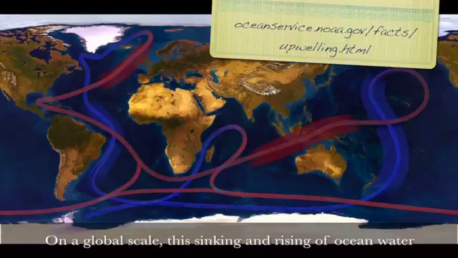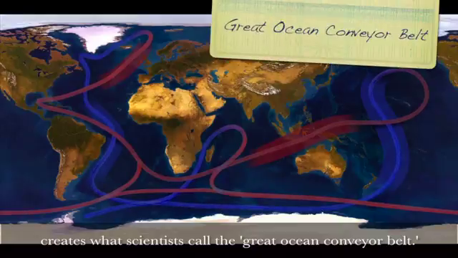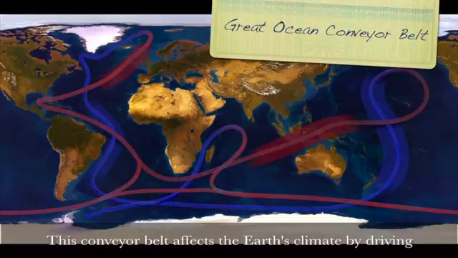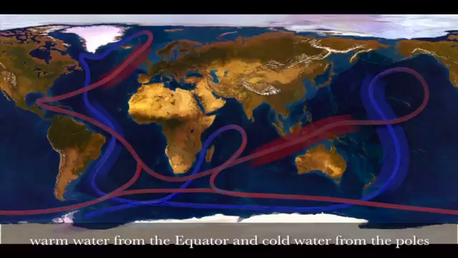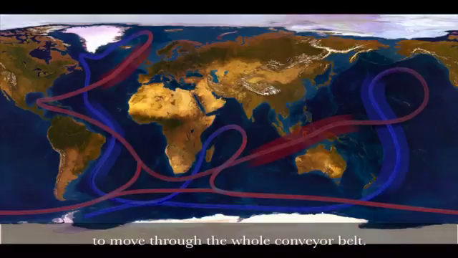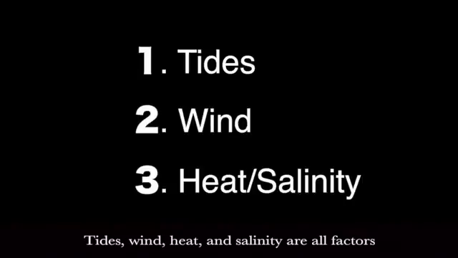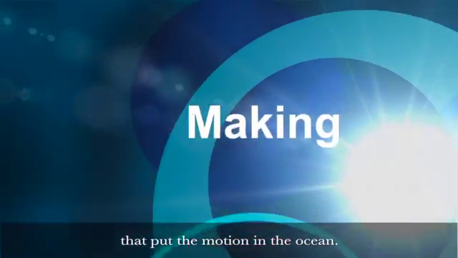On a global scale, the sinking and rising of ocean water creates what scientists call the Great Ocean Conveyor Belt. This belt affects the Earth's climate by driving warm water from the equator and cold water from the poles around the Earth. It takes water almost 1,000 years to move through the whole conveyor belt. So there you have it. Tides, wind, and heat and salinity are all factors that put the motion in the ocean.